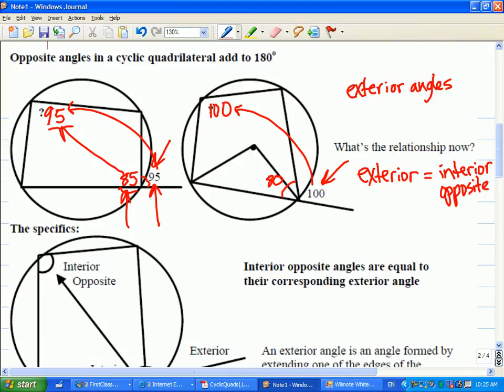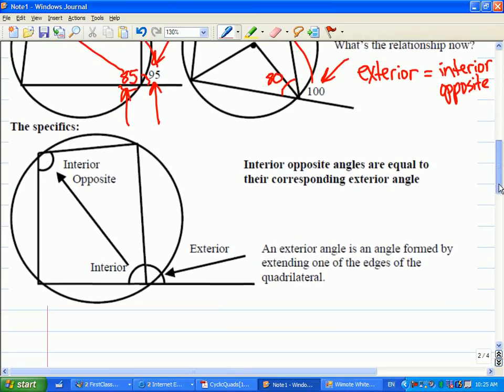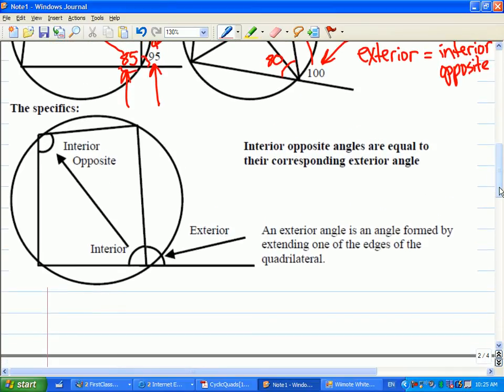Cyclic quads. Okay, so here's a picture. You may want to include this in your notes just so that you're clear on how to do that. If this is the exterior angle here, then we go from exterior to interior and then opposite. So those angles are equal.